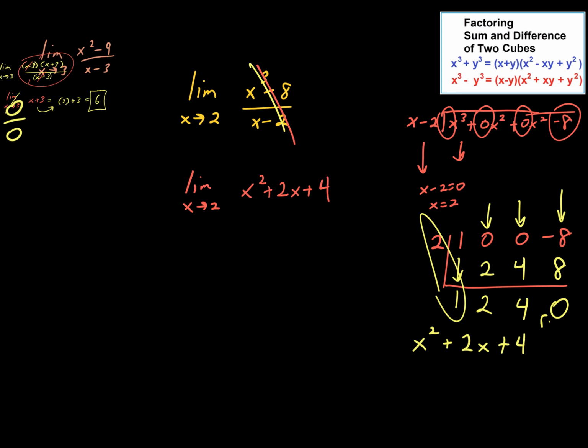Let's evaluate. Remember, when you evaluate is when you can drop this limit, and I'm going to plug in a 2 everywhere I see an x. So that means I have a 2 here and a 2 here, and that's going to give us an answer of 4 plus 4 plus 4, which equals 12.